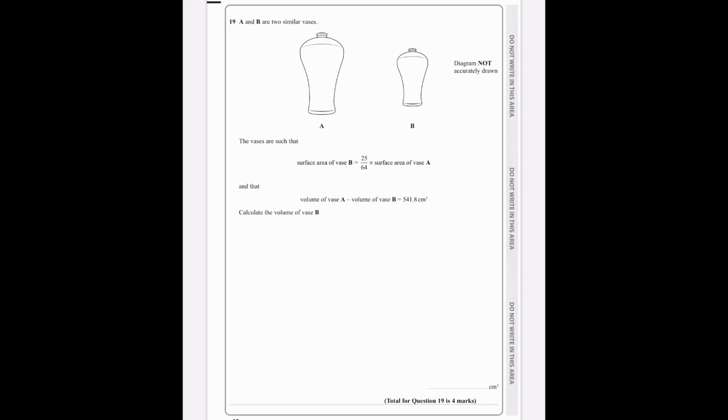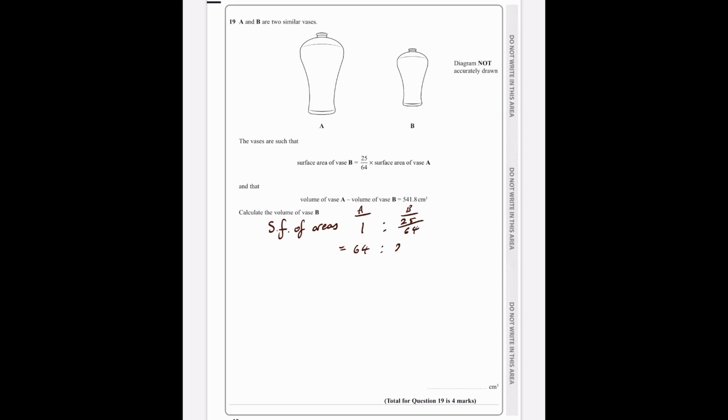So we have 2 similar vases. It tells us that the surface area of vase B is 25/64ths of the surface area of vase A. So this question's clearly dealing with scale factors. It gives us scale factor of areas. From that we can work it out as being 1 to 25/64ths. To make this question easier, I'm actually going to rewrite that ratio as 64 to 25.